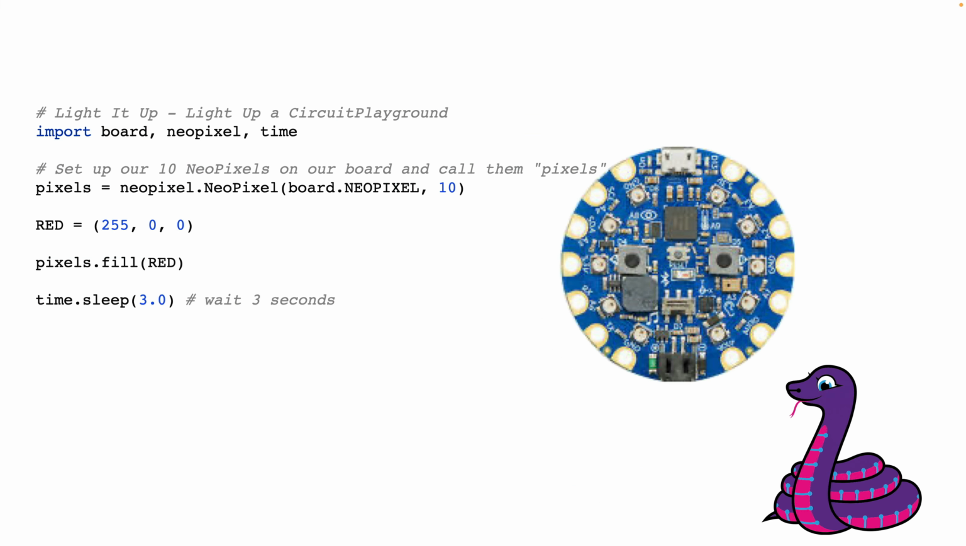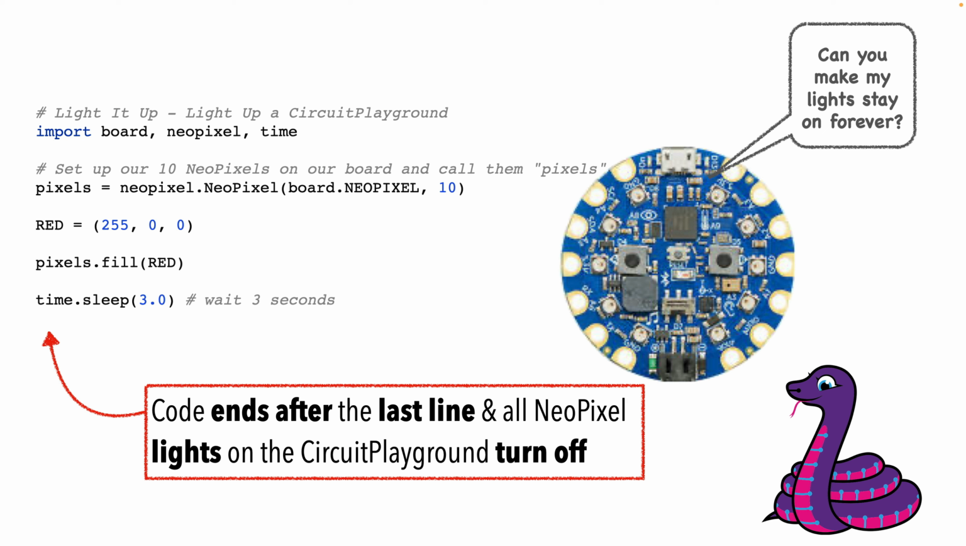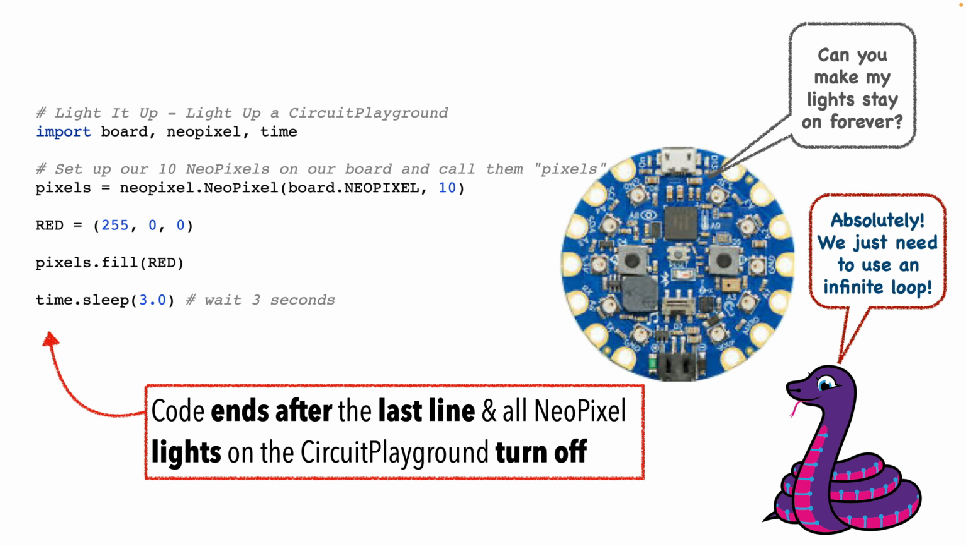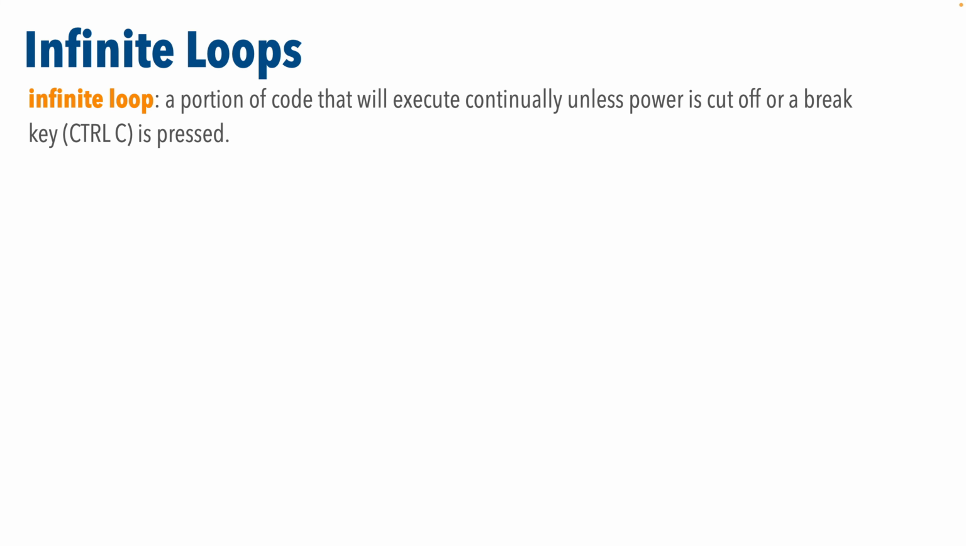Up until now, the code we've written ends after the last line, and on the Circuit Playground, when code is done running, all the lights go off. But sometimes you want code to execute forever. For example, we might want the lights to be on forever. Well, we can keep our code running forever, we just need to use something called an infinite loop. An infinite loop is a portion of your code that will run forever until the power is cut or until a special break key is pressed.